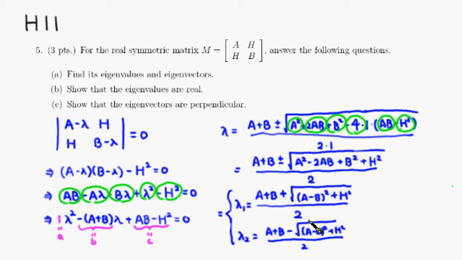All right. So those are the eigenvalues. Let's find the eigenvector corresponding to lambda 1. I'm going to call it v1. So we want to find that. First, I'm going to have to make some room. So hold on a sec.